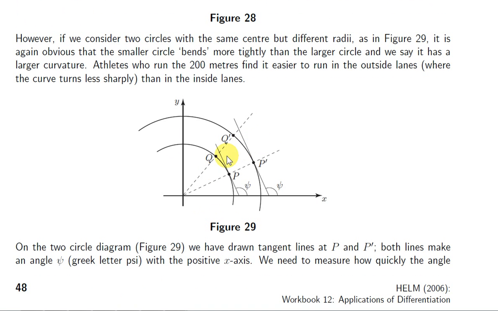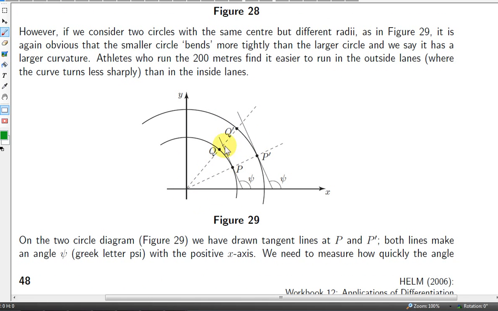Let's consider 2 circles of different radii centered at the origin. We could look at the curvature of the inner circle as the tangent lines turn from point P to point Q. We could also look at the corresponding curvature of the outer circle as tangent lines turn from point P prime to Q prime. P prime and the origin are on the same line, and so is Q prime and the origin.